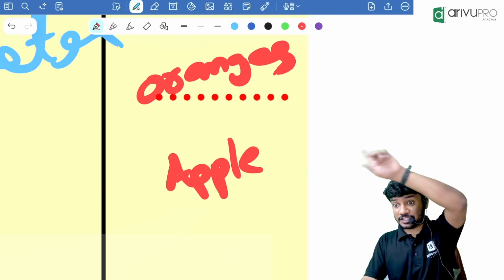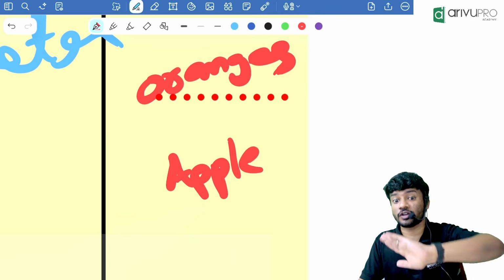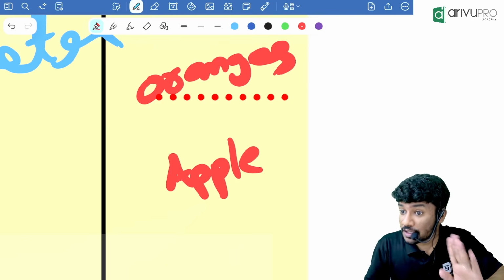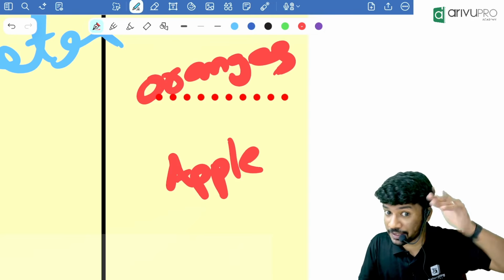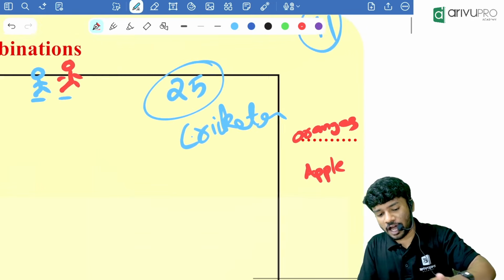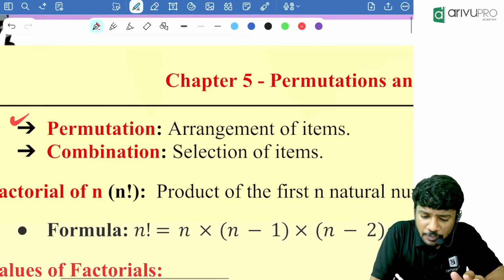Okay. I want to select a CA Foundation student. Can I go to the CMA Foundation class and select? No. I can only select from where? The CA Foundation class. Keep it in your mind. It will be there in the future. Now we will talk about the basics. Why did I keep it over here?